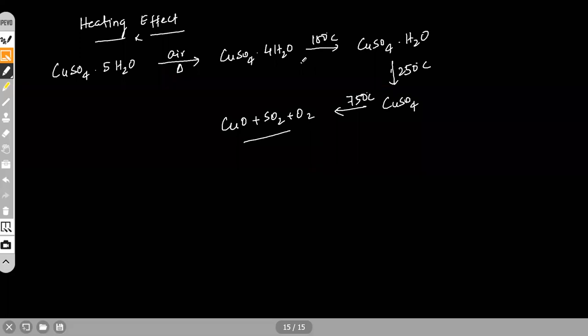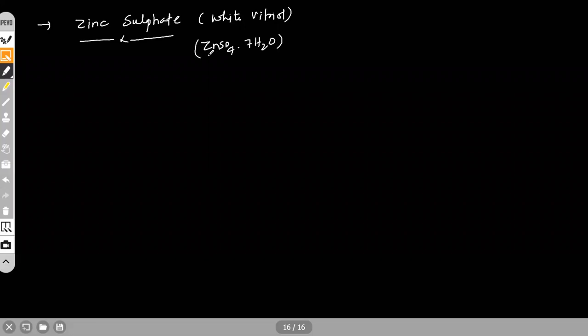Understood. So next you write down zinc sulfate. Zinc sulfate, we also call it white vitriol. And for all these, NCERT you must go through. They won't ask anything beyond NCERT. Line by line, you have to study. White vitriol. The formula of this is ZnSO4.7H2O. It is a colorless crystalline compound. Soluble in water. Isomorphous. You know what is isomorphism?